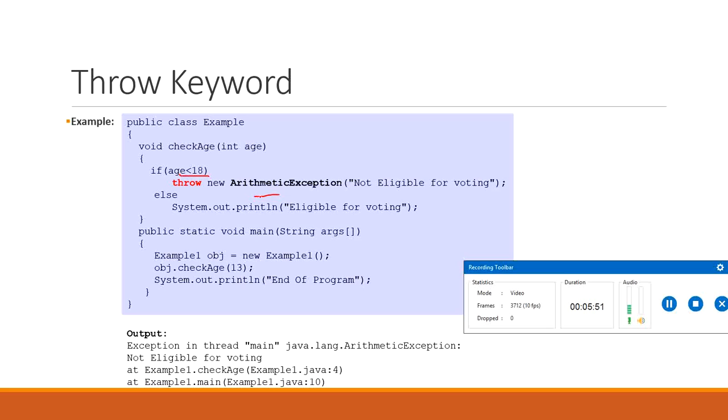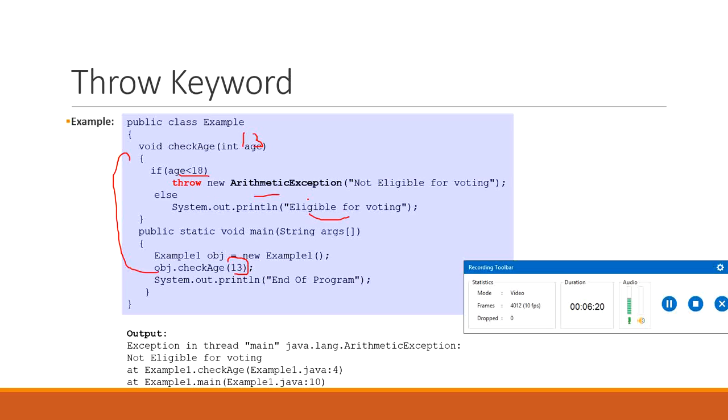because if age is less than 18, there should be an arithmetic exception because it is not eligible for voting. But if the age is greater than 18, then the person should be eligible for voting. Now when I am calling the method, I have passed an integer variable over here. What will happen when we call this method? What is the value of age? Age is 13.